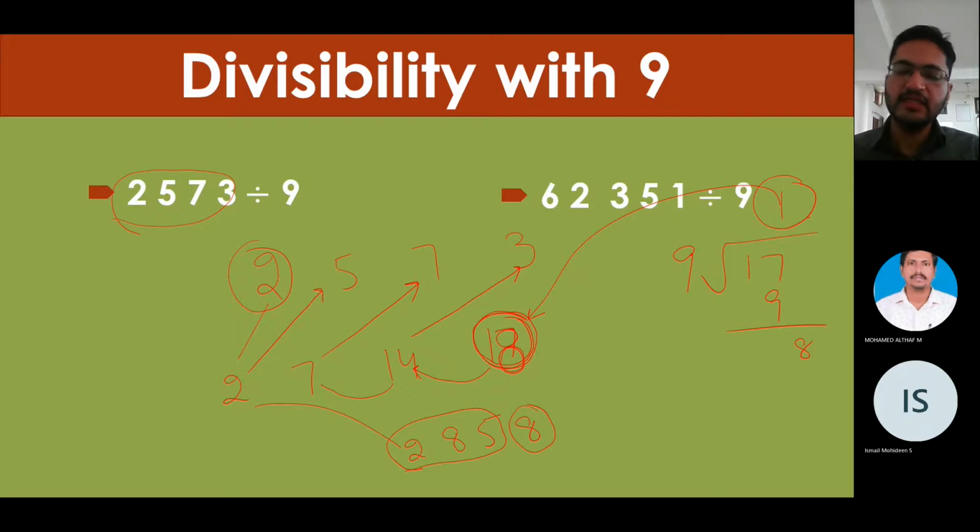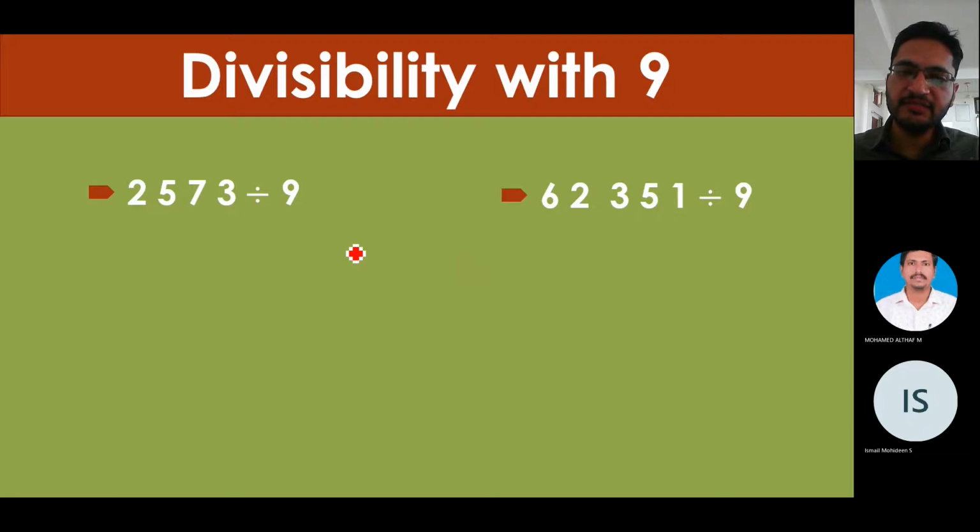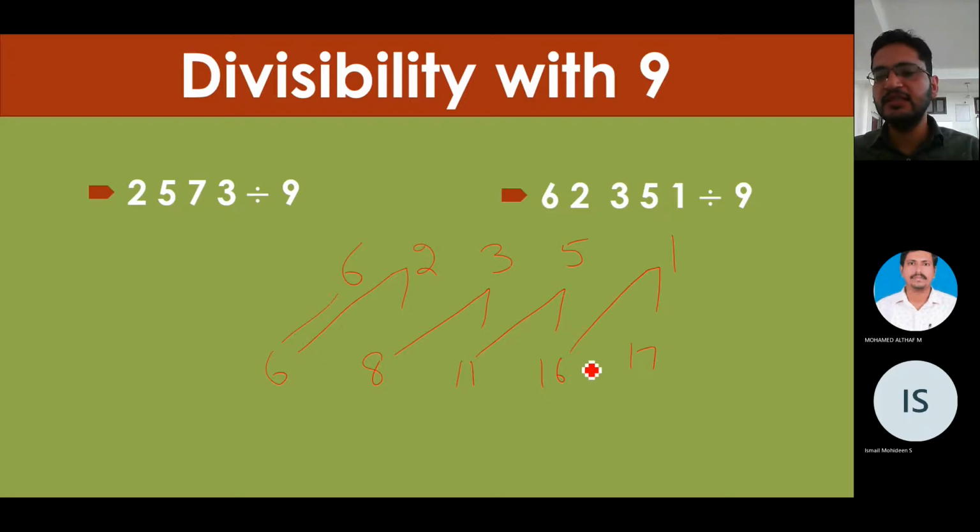I will clear this question again with one more example. Next we have 6, 2, 3, 5, 1. Now first number as it is 6. 6 plus 2, 8. 8 plus 3, 11. 11 plus 5, 16. 16 plus 1, 17. Now because this number is greater than 9, so I will divide 17 with 9 and the quotient will be 1, and this quotient I will add here.